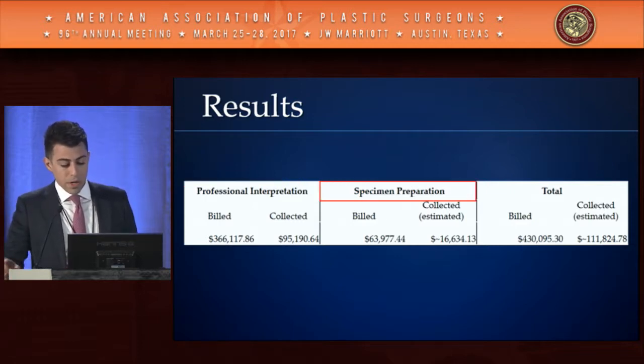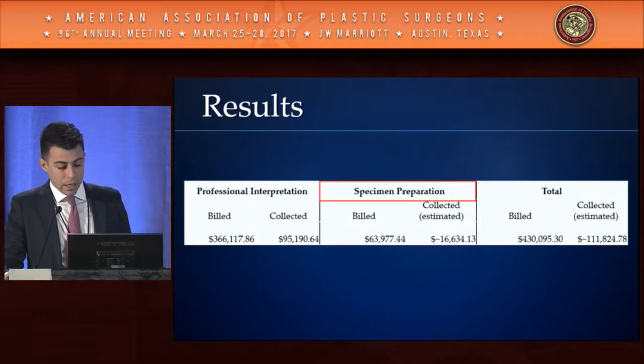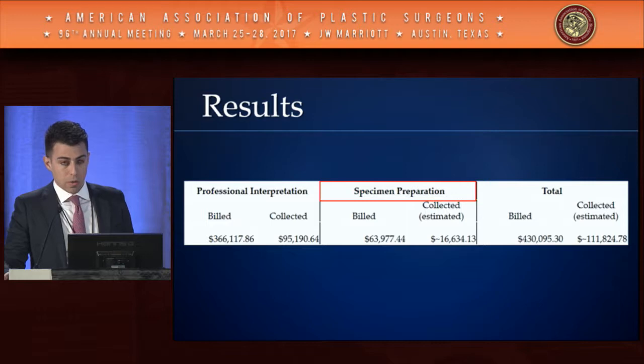For the specimen preparation, we weren't able to obtain the amount that was actually collected, so we extrapolated from the professional interpretation using that 26%. We calculated that from the $64,000 that was billed, the estimated collection was about $16,500. So in total, $430,000 were billed, and an estimated collection was about $112,000.